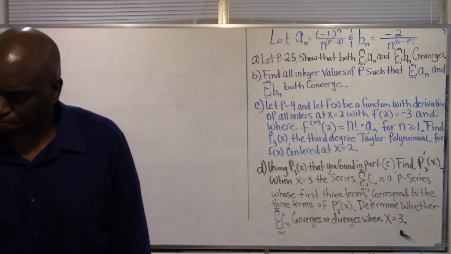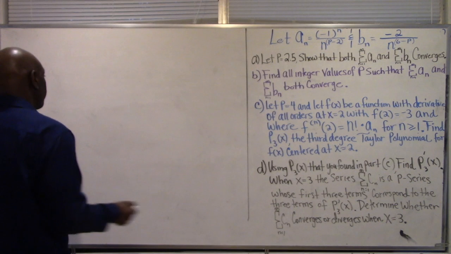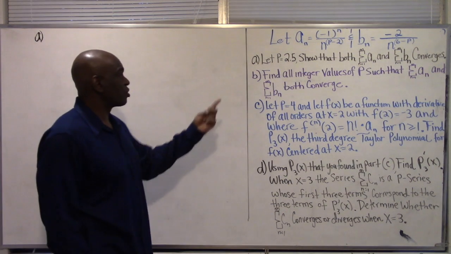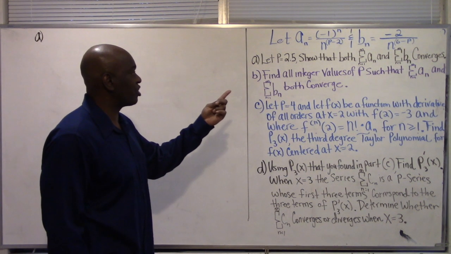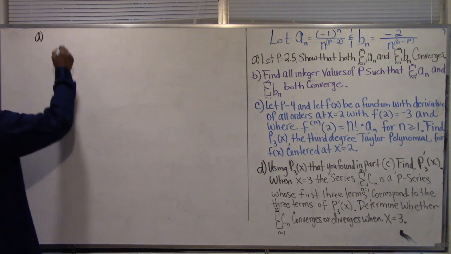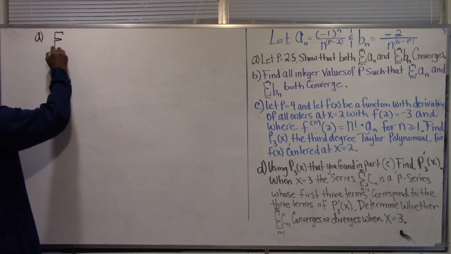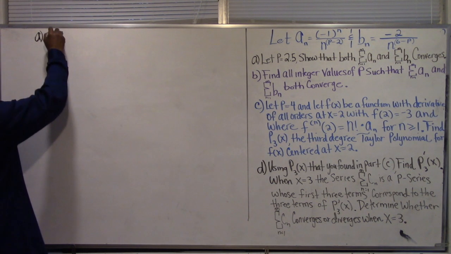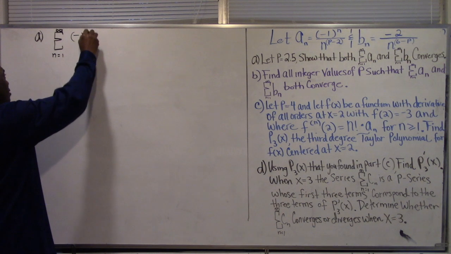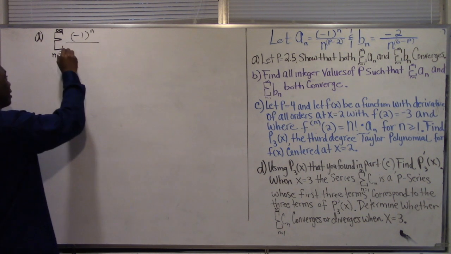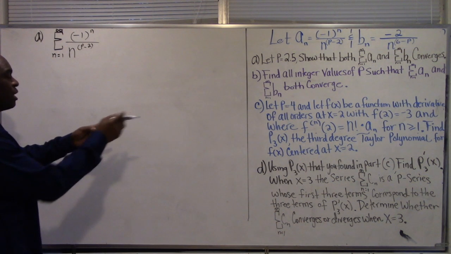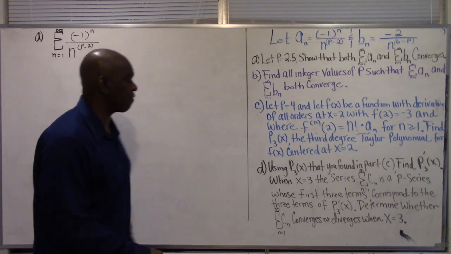Okay, let's begin. Let's answer the first question, A. Alright, so let p be 2.5. Let's show that both of the sequences converge. Alright, well, let's do the first sequence. Sequence number 1. We go n equals 1 to infinity. Our first sequence is (-1)^n divided by n to the power of p minus 2.